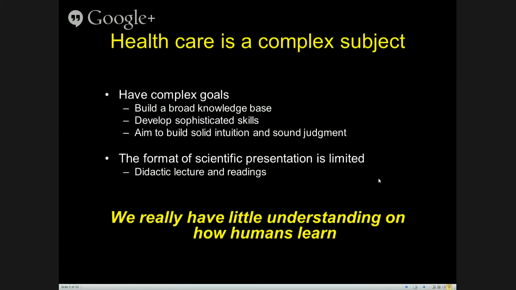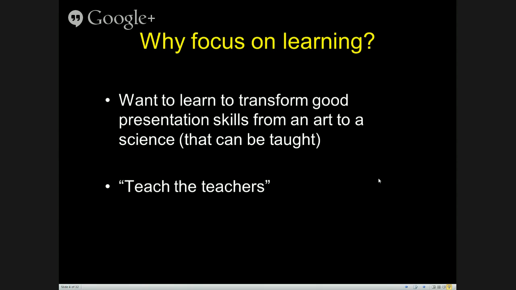Okay? However, we have to recognize that the format of a scientific presentation is also limited. We typically have anywhere between 7 and 12 minutes to convey a lot of information, and the format is typically that of a didactic lecture, sometimes with some pre-readings. And essentially, we were mimicking the way we were taught. If we like a professor's style, we try to do the same as they did. But mimicking is one thing; it doesn't necessarily tell us how humans learn. And this is what I want to focus on in this section of the talk.